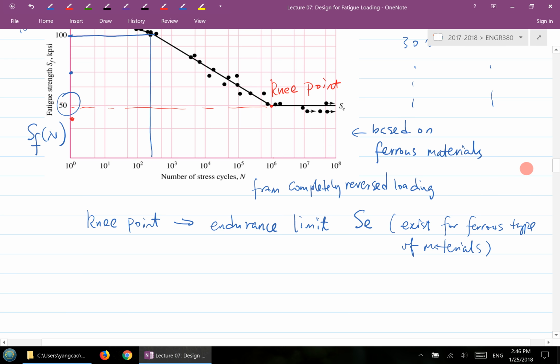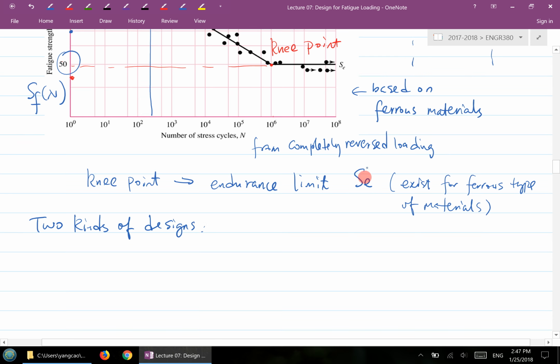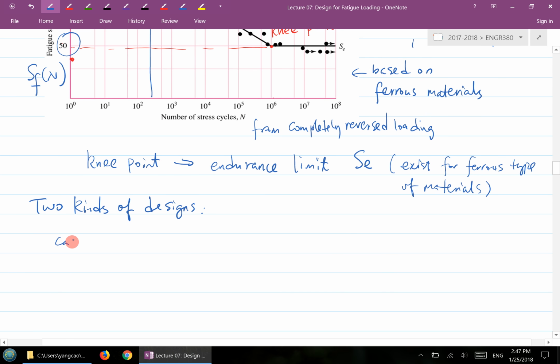And that now brings us to design. Let's briefly talk about design, and we'll also look at it in detail. For fatigue loading, there are two kinds of designs. The first kind, let's call it case number 1: you design for infinite life.